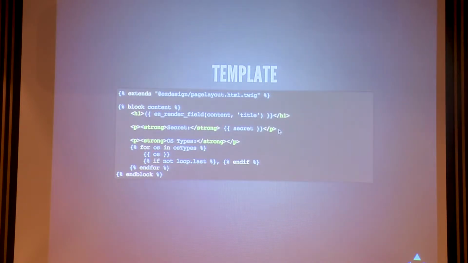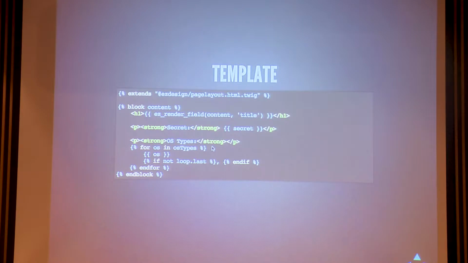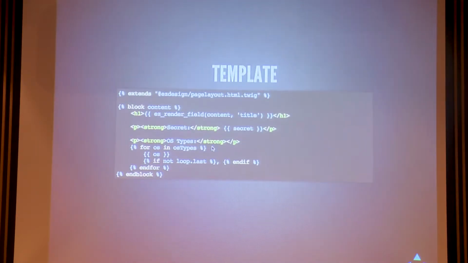So in your templates, here we're extending page layout, and we will have the secret key that we passed here automatically. Same for the variable OS types. You can see here that we still have the array types we can loop over. And then a bit more about parameter provider. Is that clear? Yeah? Okay. Don't hesitate to stop me if I'm going too fast.